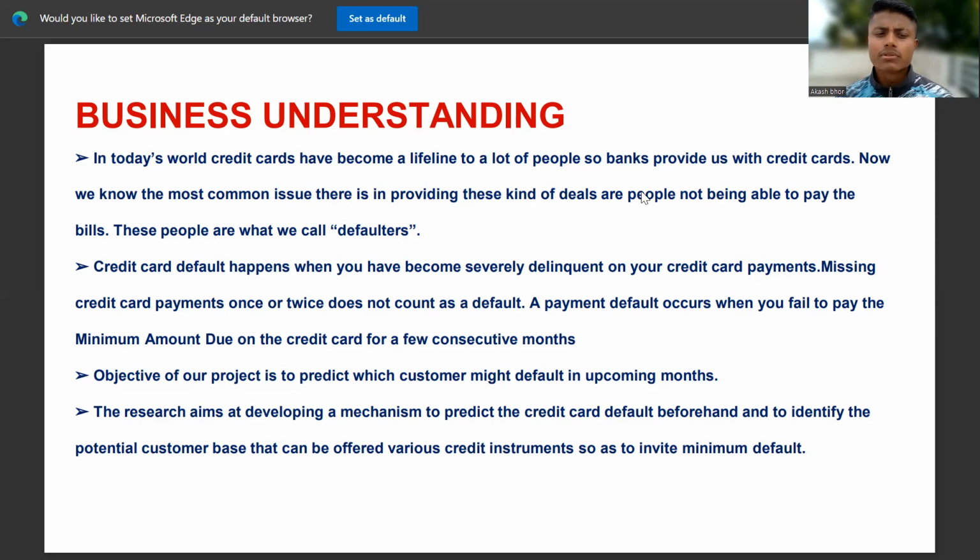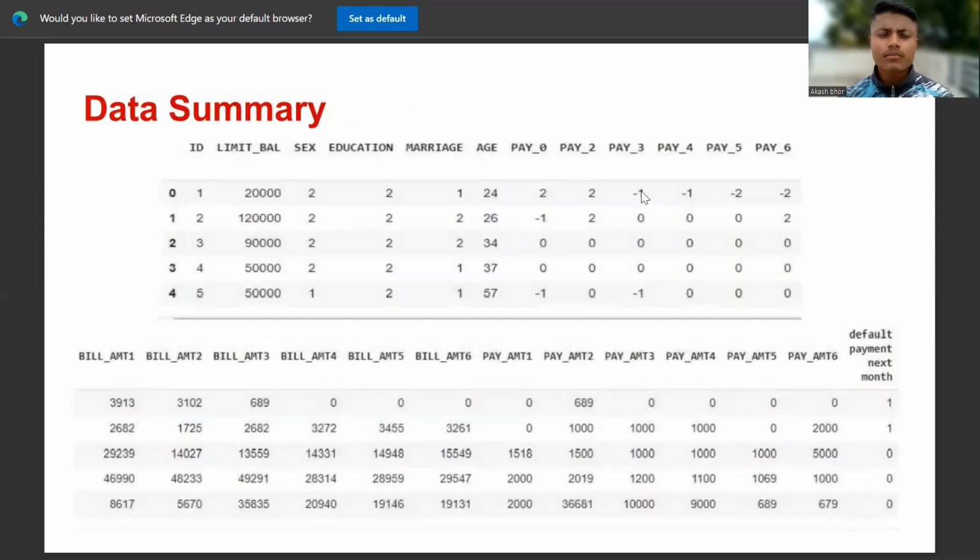The research aims at developing a mechanism to predict credit card default beforehand and to identify the potential customer base that can be offered various credit instruments so as to invite minimum defaults. Data summary.